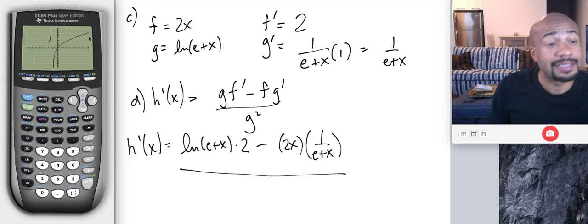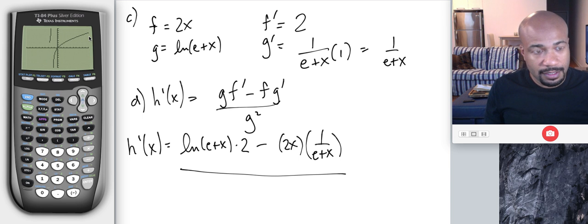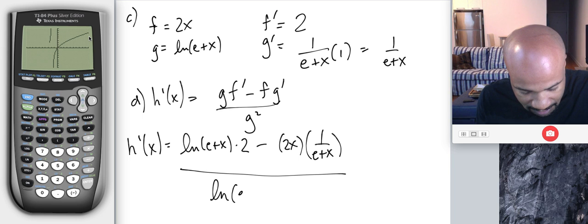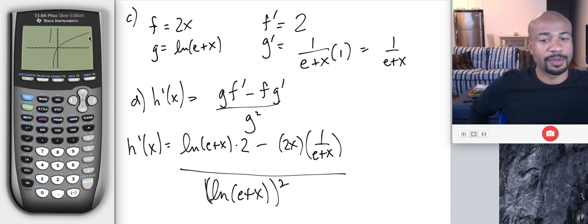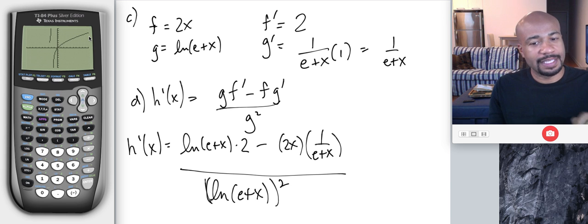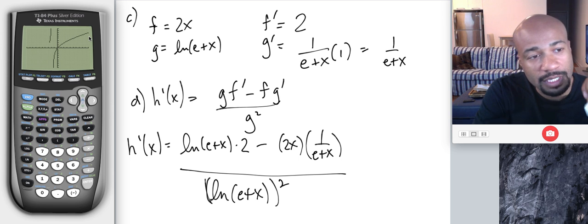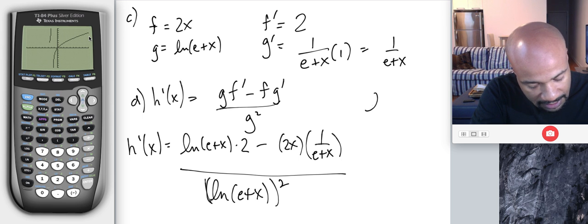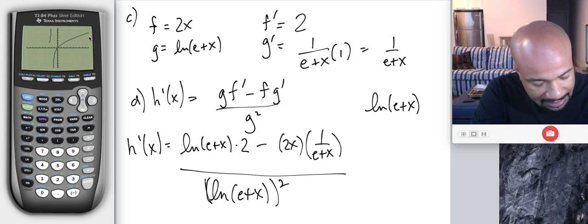Okay, now this is not going to look cool, but this is how you have to represent the natural log of (e plus x) squared. Now what a lot of people would do is they would say natural log e plus x squared.